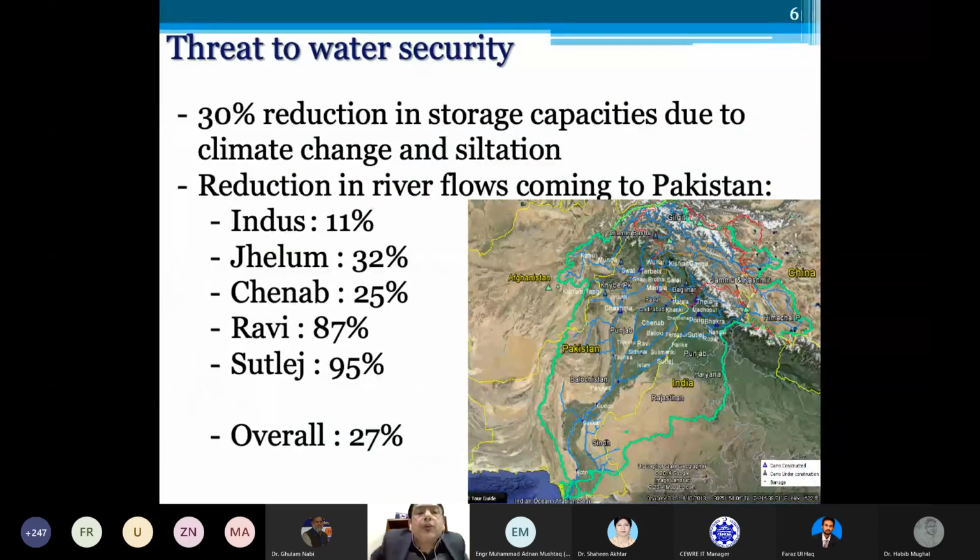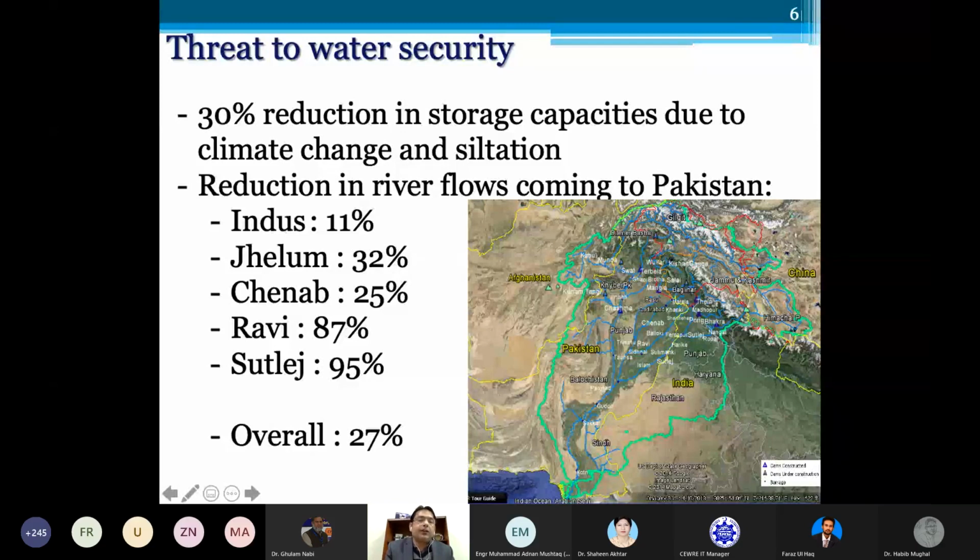Then if you talk about water security, you are well aware of all these figures, but I just want to remind you that we are expecting about 30% reduction in storage capacities due to climate change and siltation in the near future as well. And the reduction in river flows is also alarming, due to climate change and controls over the rivers coming from the upstream riparian. So Indus has about 11% reduction, then Jhelum 32%, then Chenab 25% reductions in river flows.